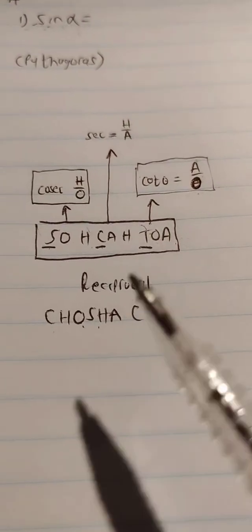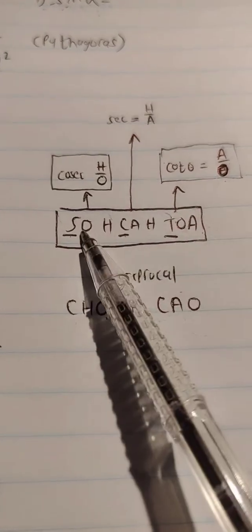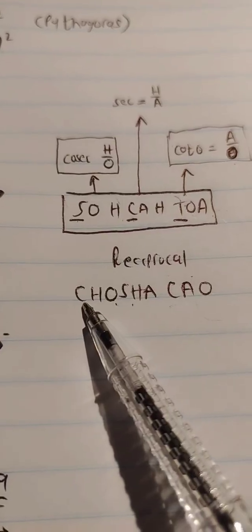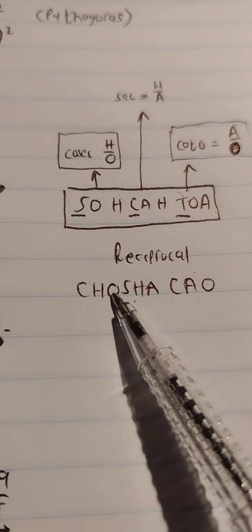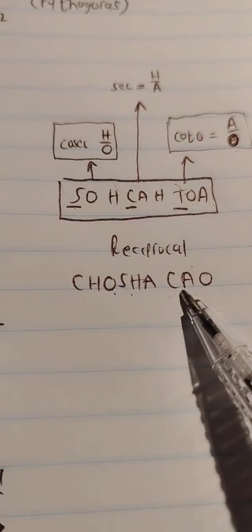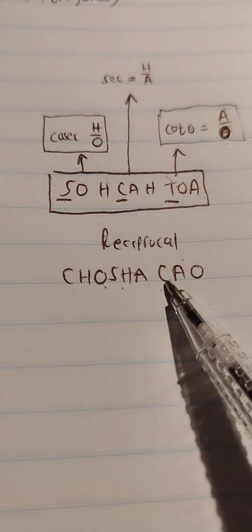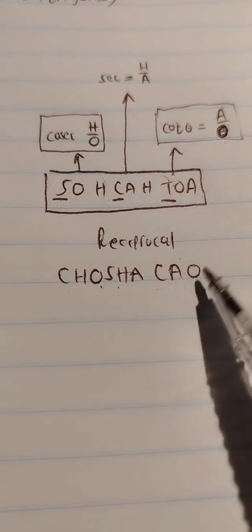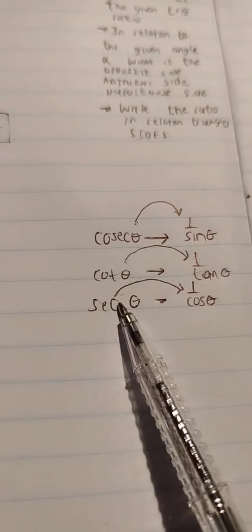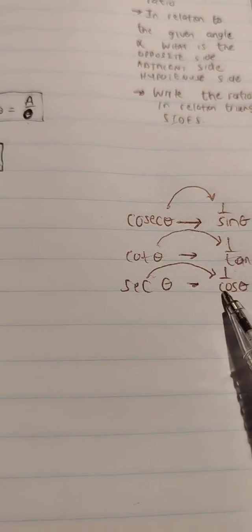So this is basically our basic trig ratios, SOHCAHTOA, and then our reciprocals. Cosec is hypotenuse over opposite, sec is hypotenuse over adjacent, and cot, sorry, is adjacent over opposite. It is very, very important to know that cosec and sine are reciprocals, cot and tan are reciprocals, sec and cos are reciprocals.